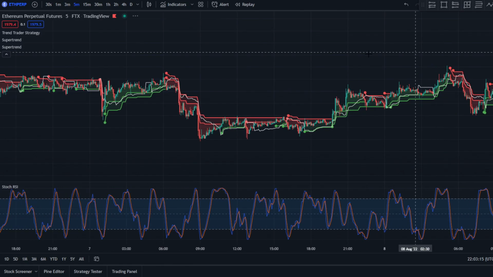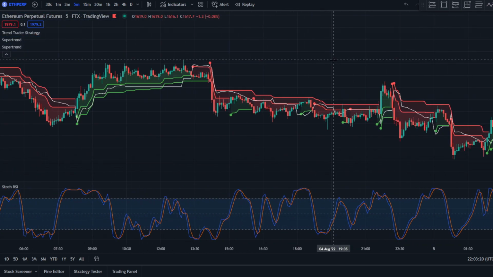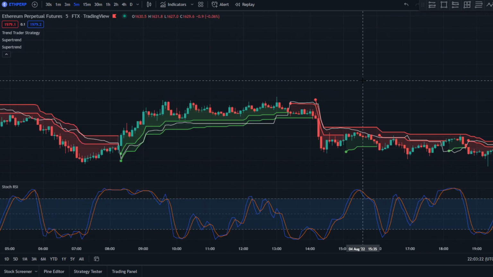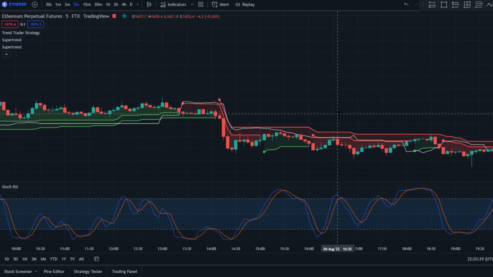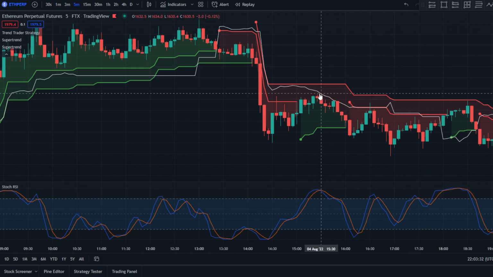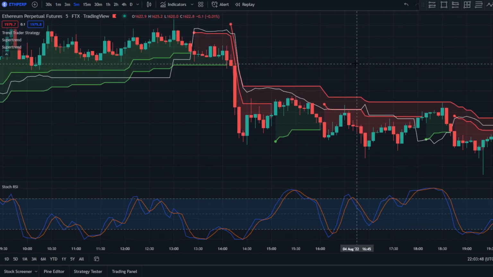So for you to enter a short position trade, firstly you have to have the price being below the trend trader strategy, and the price must be also below both the 2 super trend lines. So like right here we have a signal for us to go short because the crossover happens of the blue line below the orange line, and the crossover happens above the 80 line. But however, if we notice at this point where the crossover happens, the 2 super trend lines are not above. There is only 1 super trend line above, so that's not a valid position.